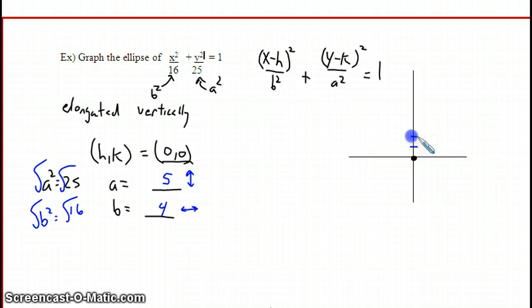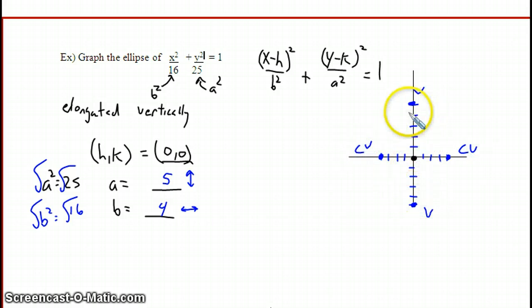So let's go up 5, put a dot there, put a V next to that because that is a vertice. Let's go down 5, put a dot there, that's another vertice. Let's go right and left 4, and those would be my covertices. So we're going to put CVs next to those for covertices.